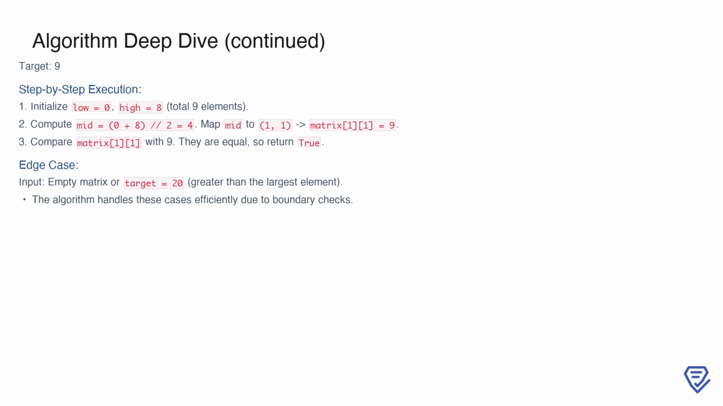As for edge cases, consider an empty matrix or a target value that's outside the range of the matrix's elements. For an empty matrix, the algorithm quickly identifies that there are no elements to search and returns false. Similarly, if the target is, say, 20, greater than the largest element, the algorithm terminates efficiently due to its boundary checks. These examples illustrate the algorithm's robustness and ability to handle diverse scenarios while maintaining optimal time and space complexity.